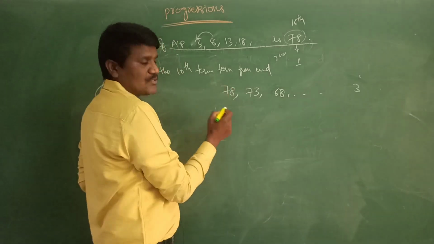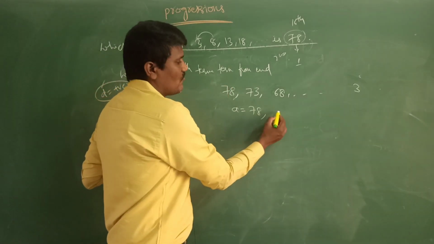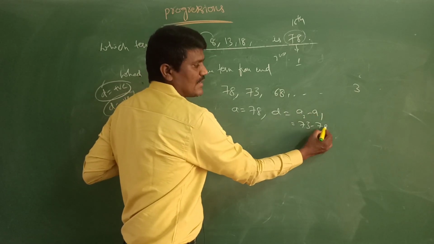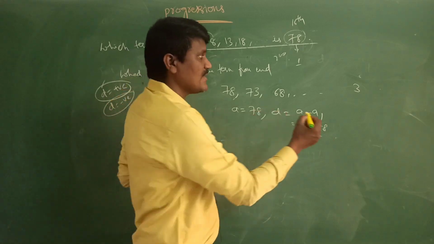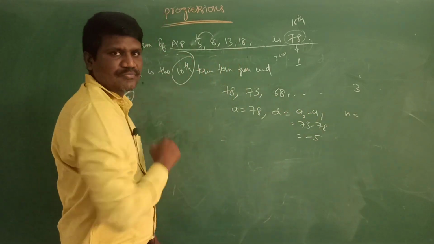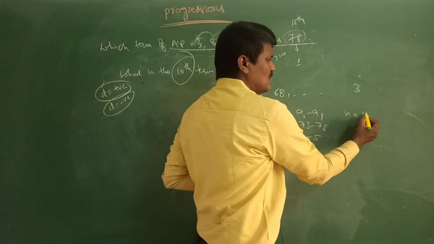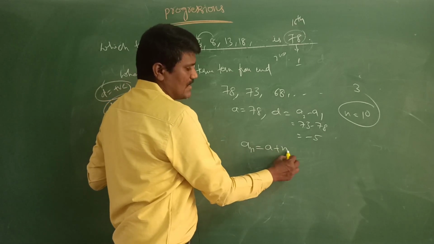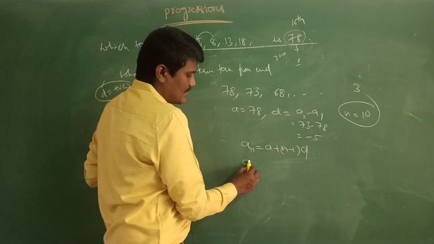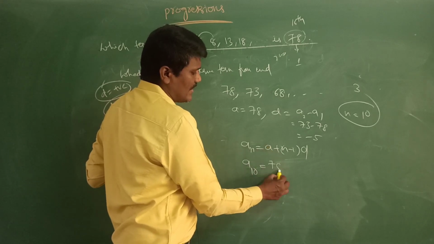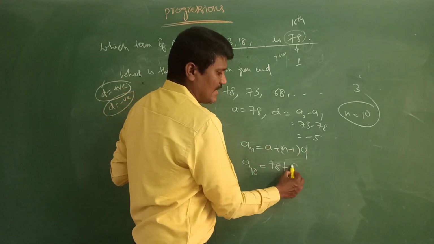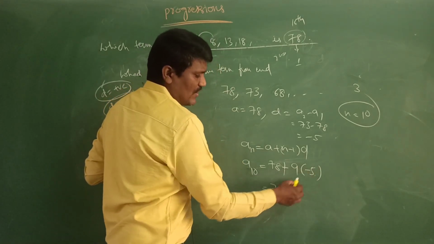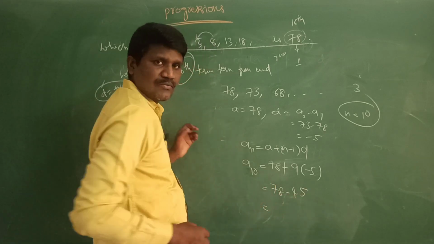So 78, 73. What is a here? a is 78. What is d here? Always a2 minus a1, that is 73 minus 78, which is minus 5. What is the n value? They asked us for the 10th term, so n is equal to 10. Now we need to find an. The formula is a plus (n - 1) d, that is a10 is equal to a, which is 78, plus (n - 1), which means 9, and d is minus 5. So a10 is equal to 78 minus 9 times 5, which is 45. Right students?